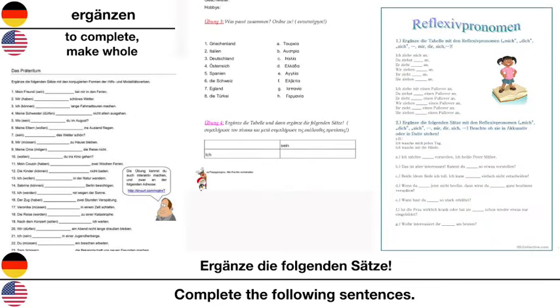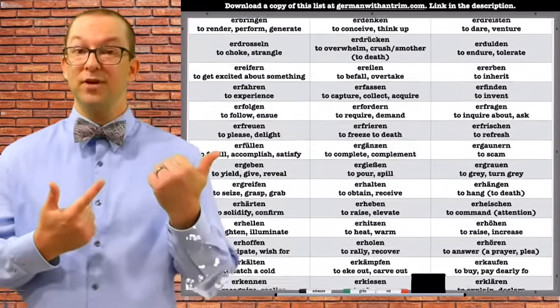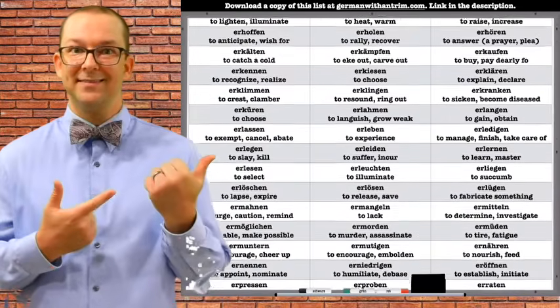Another example of this is often used on worksheets. The adjective ganz means whole. The verb version, ergänzen, means to complete or make whole. Notice that there's an umlaut in there like I said before. Again, we are initiating the action of making something whole with this verb. For example, ergänze die folgenden Sätze. Complete the following sentences. And here's the obligatory list of verbs that use the prefix er.